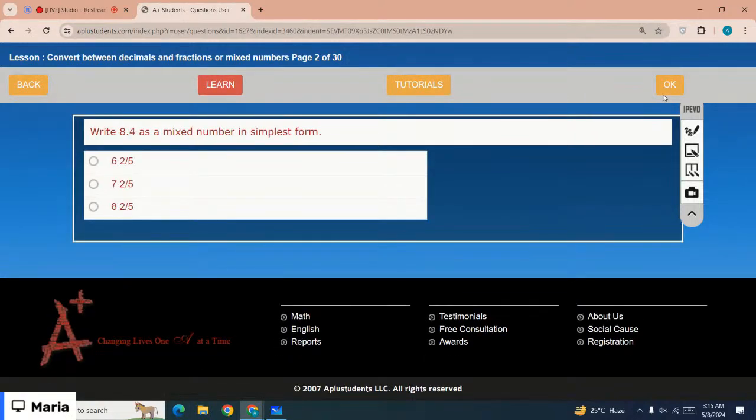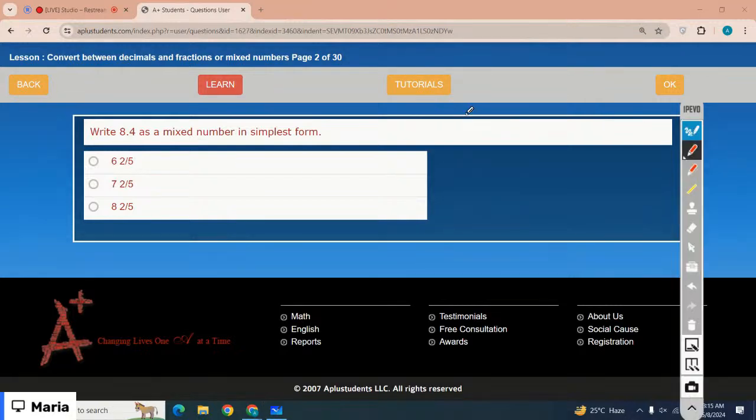Write 8.4 as a mixed number in simplest form. Okay, let's just see how we write it. You have 8.4. Remove the decimal point, right? Just consider that 8 is the whole number, and 0.4 would be 4 out of 10. So that is 8 whole, or you can write it here.